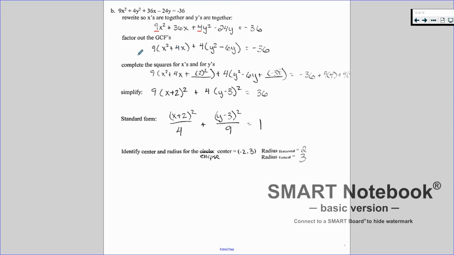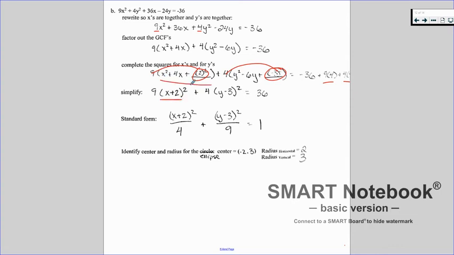So I add a 4, but it's 9 times 4, so we'll see 9 times 4 there, so a 36. And on the other part with the y's, -6 divided by 2 squared is -3 squared. So I'm going to add 9, but it's really 4 times 9. So there it is. It got a little bit cut off, but that's 4 times 9. Simplifying the right-hand side while I'm over here, -36 plus 36 plus 36, I get a 36.